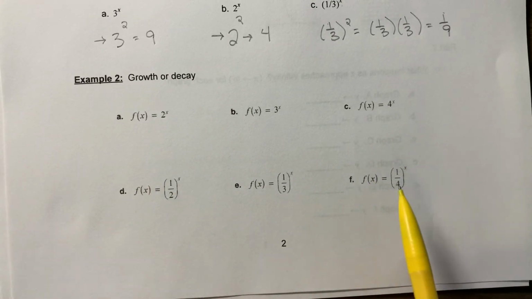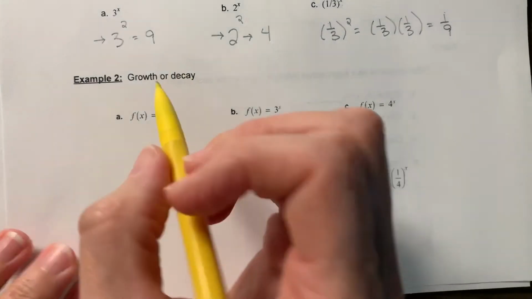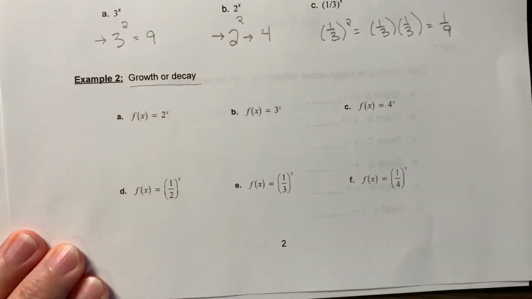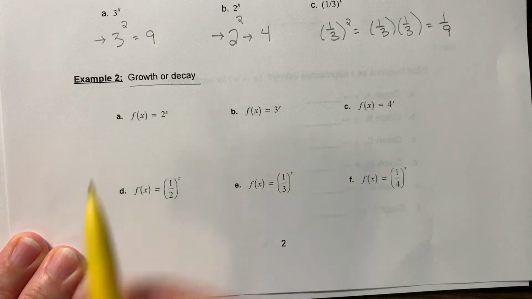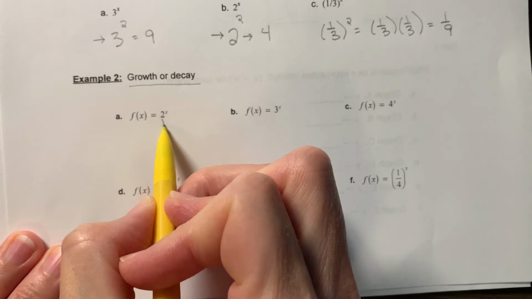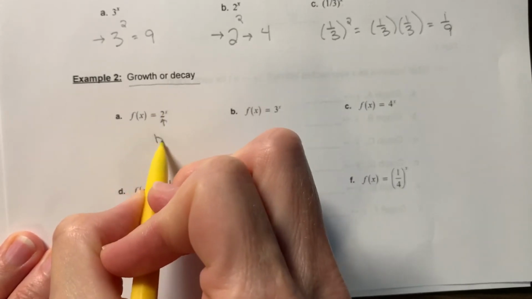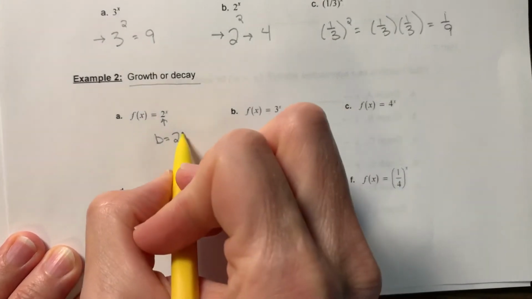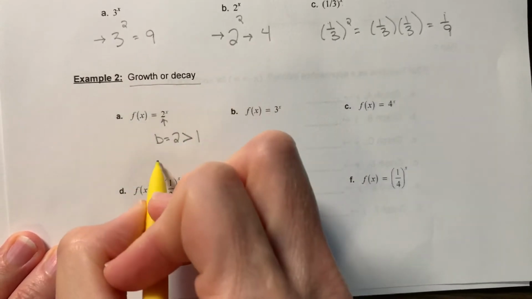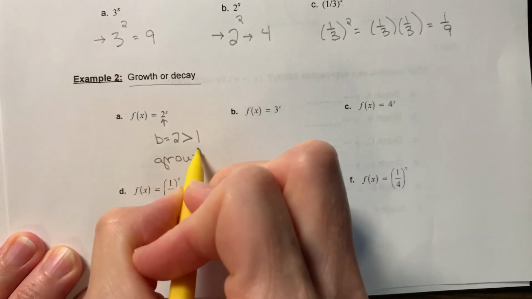Now this is, hey, I'm giving you a function and I want you to tell me if it is growth or decay. So remember, what determines if it's growth or decay is the base, the b. So here's my base. So for this first one, b equals 2. 2 is greater than 1. So this is growth.